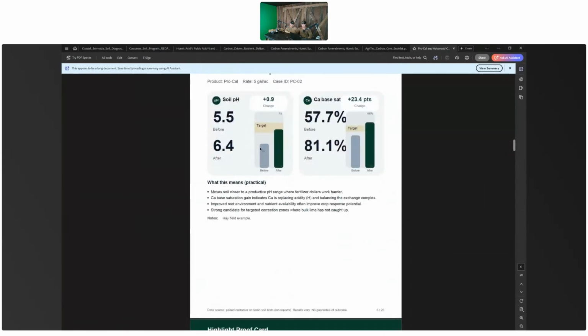Now you go, well, why is the pH still at a 6.4 if calcium's too high? Because calcium's not the only cation in the system, right?